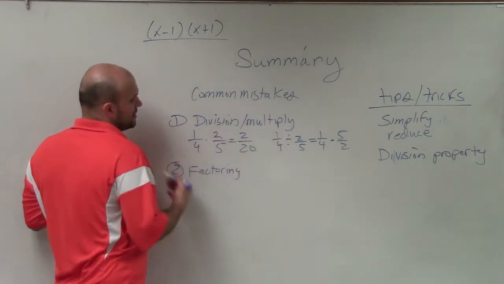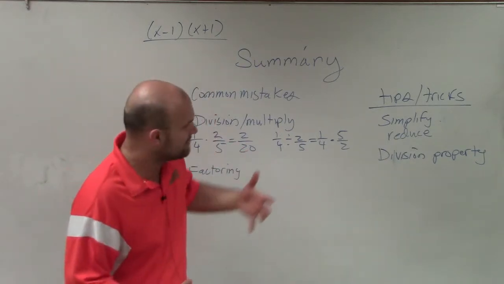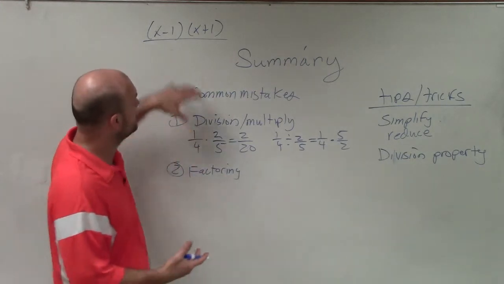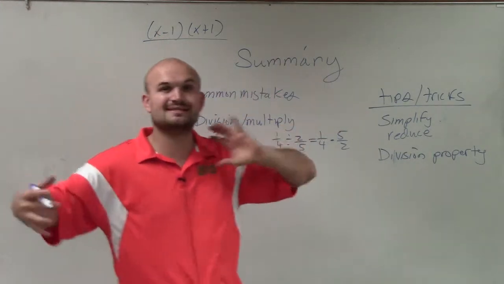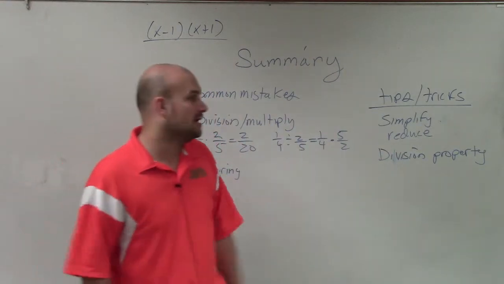Students make a lot of mistakes on factoring because they just get stuck with it. But when you're applying this division property, a tip and trick that just came to me is to look at what's in the numerator and what's in the denominator to help you factor out those trinomials or binomials and so forth.